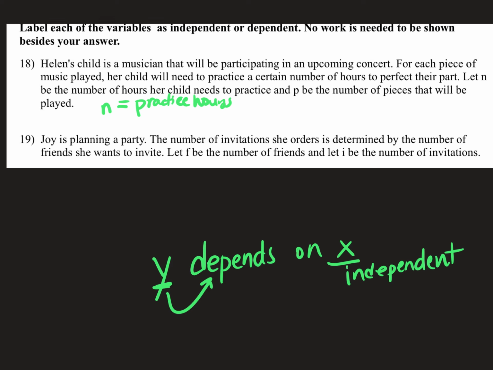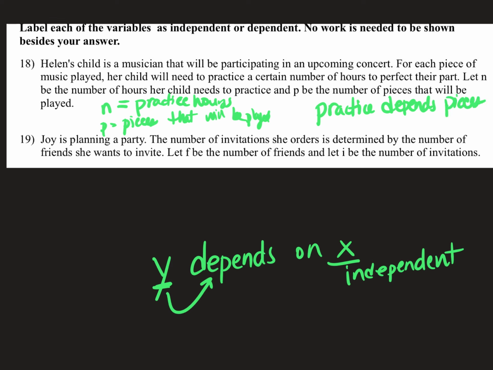P is the pieces that will be played. For each piece of music played, her child will need to practice a certain number of hours to perfect their part. So the amount of practice depends on the number of pieces, right?